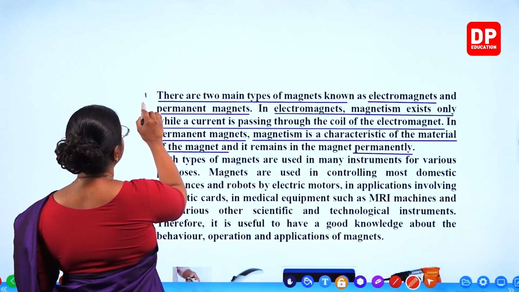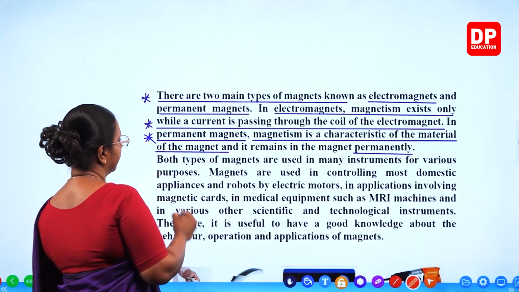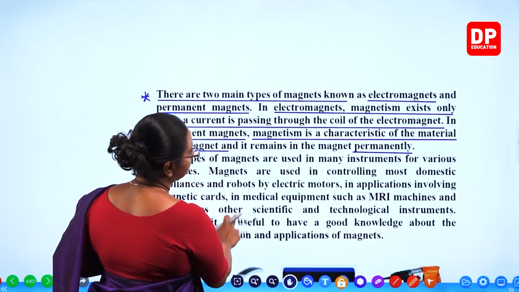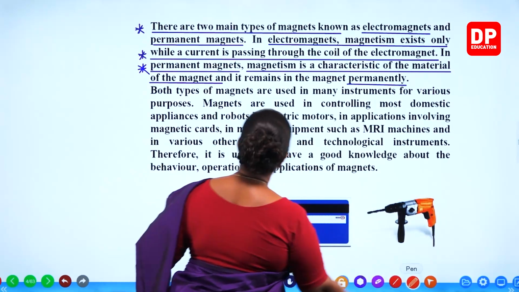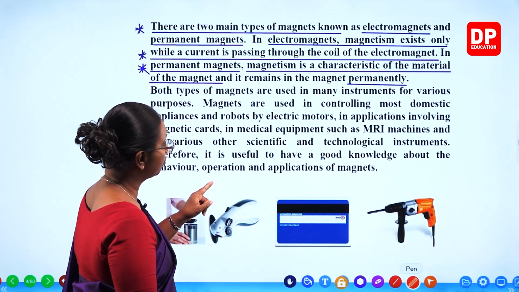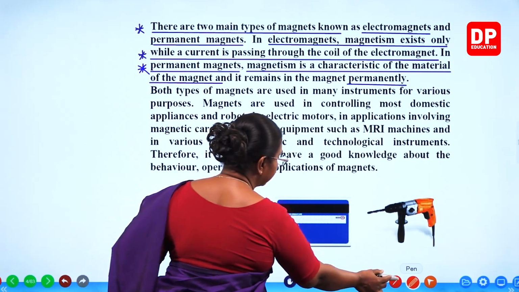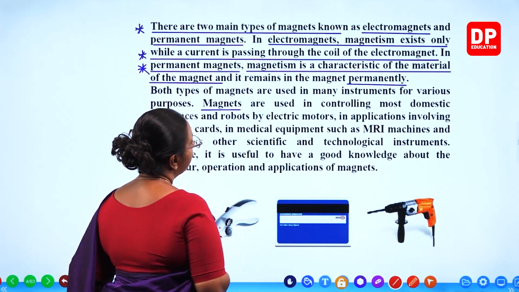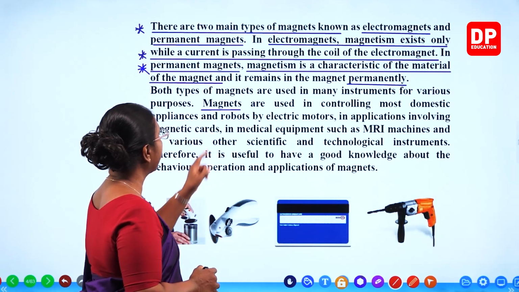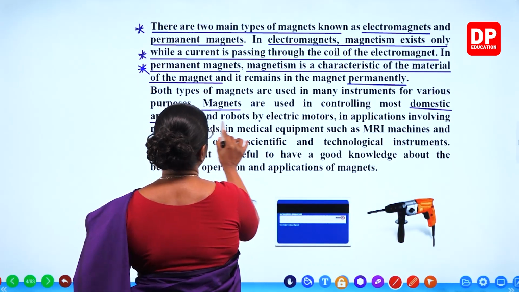So, one is the permanent magnet, the other one is the electromagnet. So, two types. You all need to know what they are. Then, you can see both types of magnets are used in many instruments for various purposes. So, if we look at the uses of some magnets, magnets are used in controlling most domestic appliances and robots.